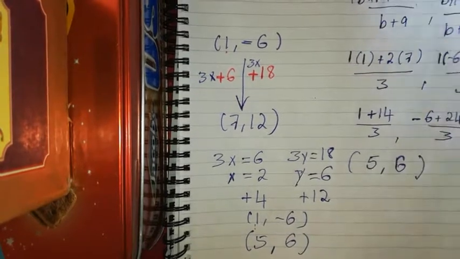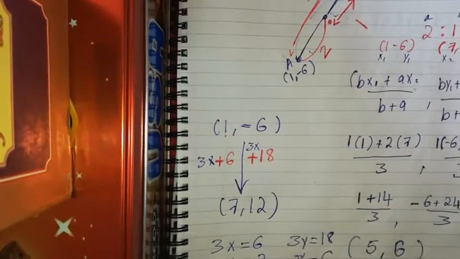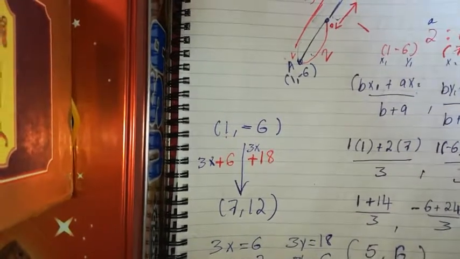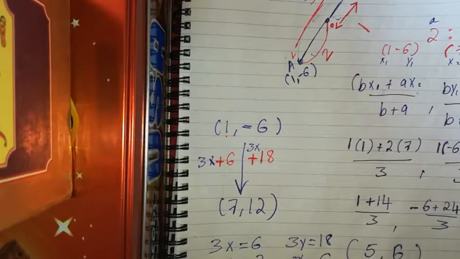So we get the same answer either way. So that's with translations, or we can do it by dividing the line in a formula. So then the next thing that we're asked to do is find the equation of C.